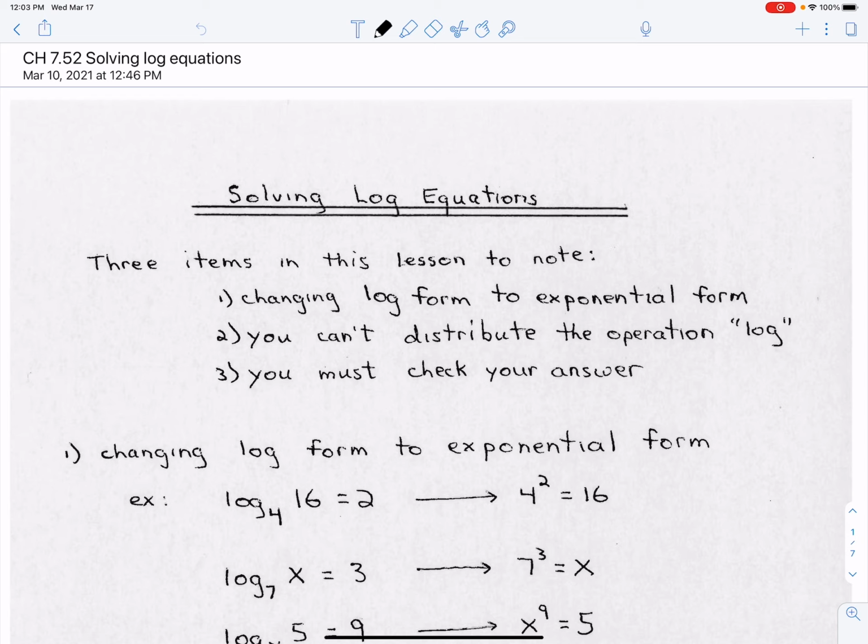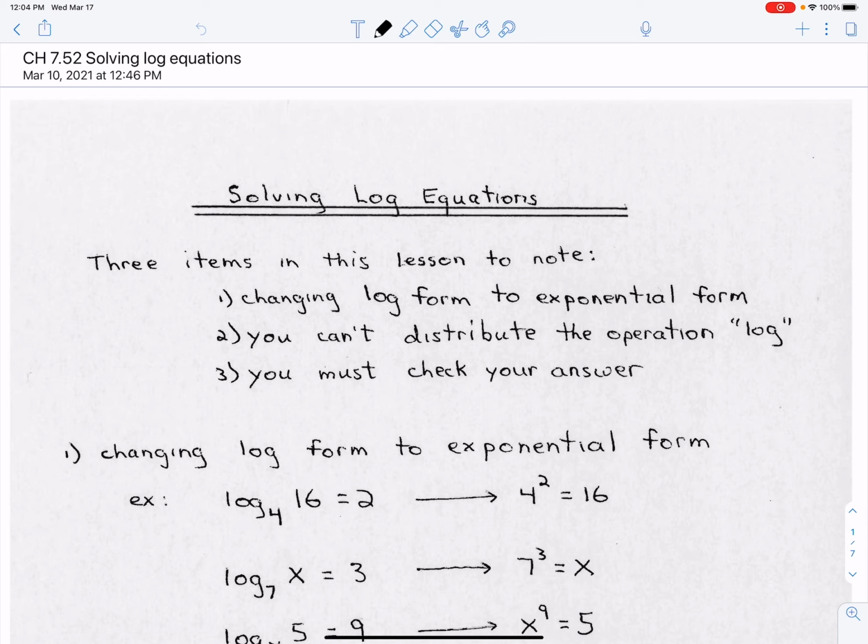All right. First of all, there are three things you have to understand before you can even start looking at log equations. First, you have to know how to change from log form to exponential form. Not the other way around, but from log form to exponential. Well, you do have to know the other way around also, but for this, changing log form to exponential form. Second, and this is very important, you can't distribute the operation log. Okay, now, I'll get to what I mean by that in a little bit.